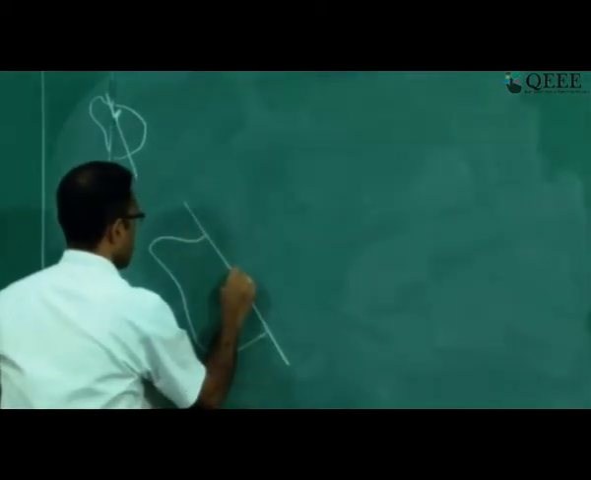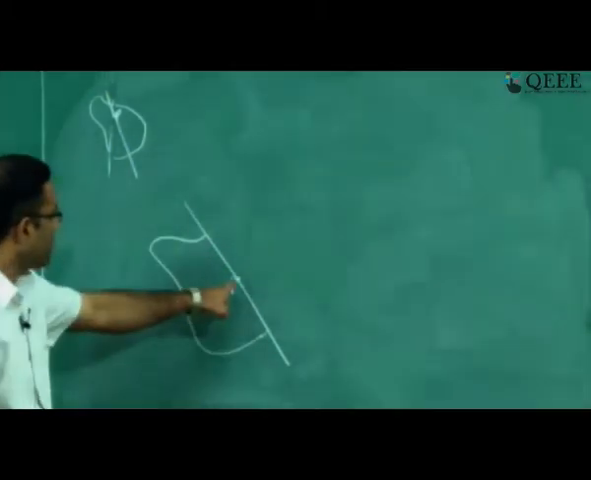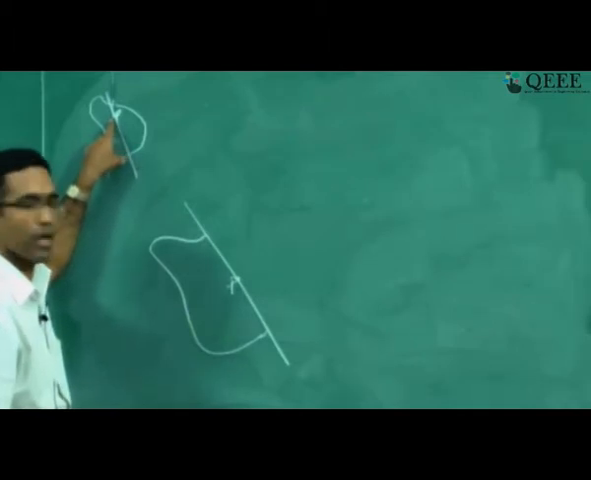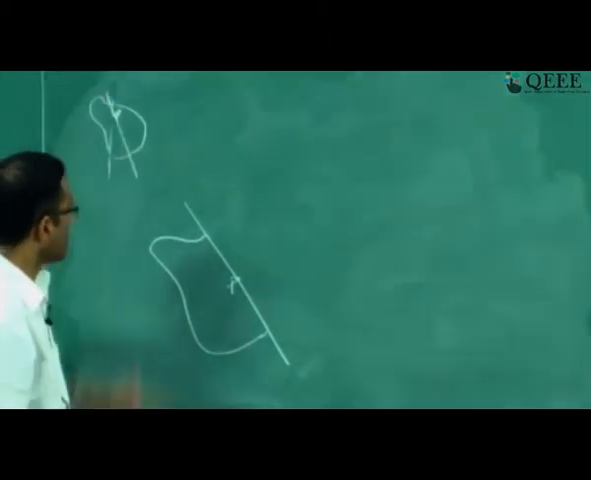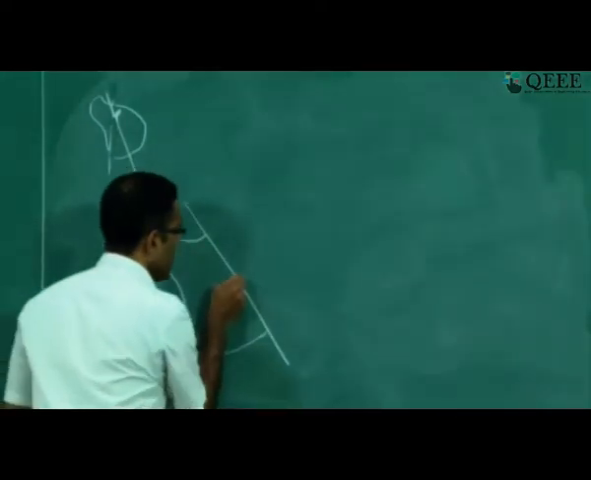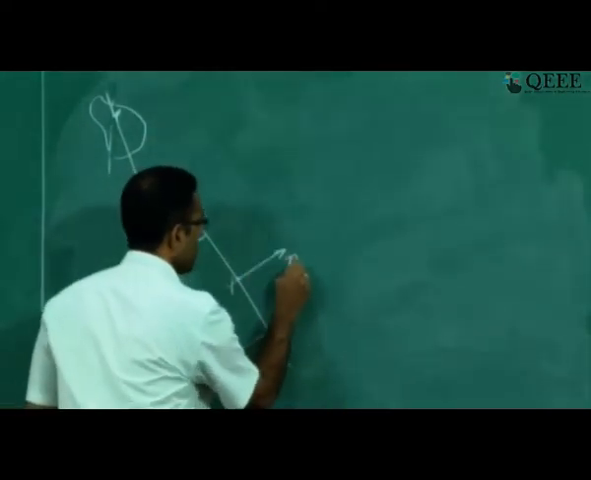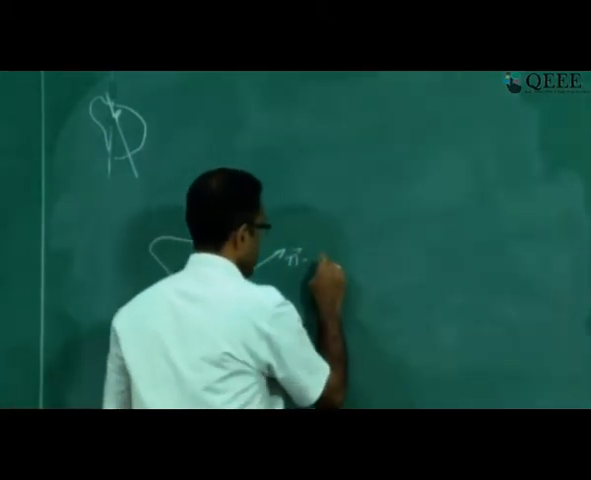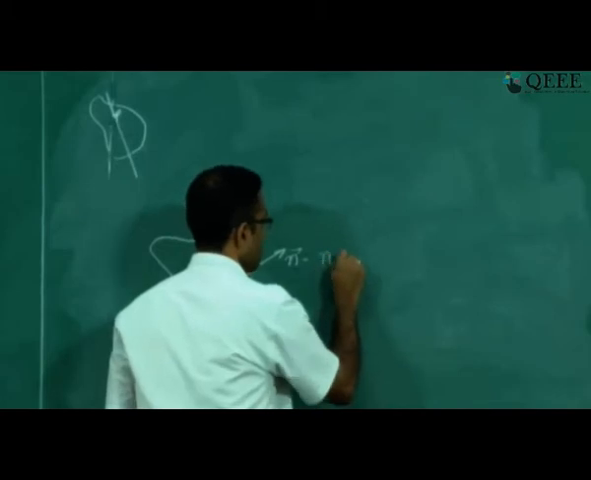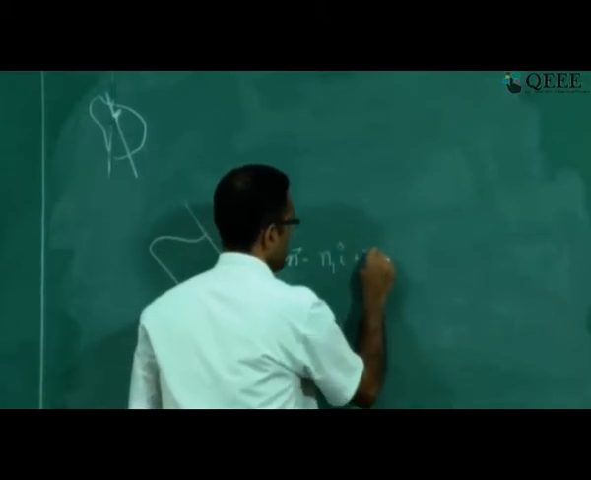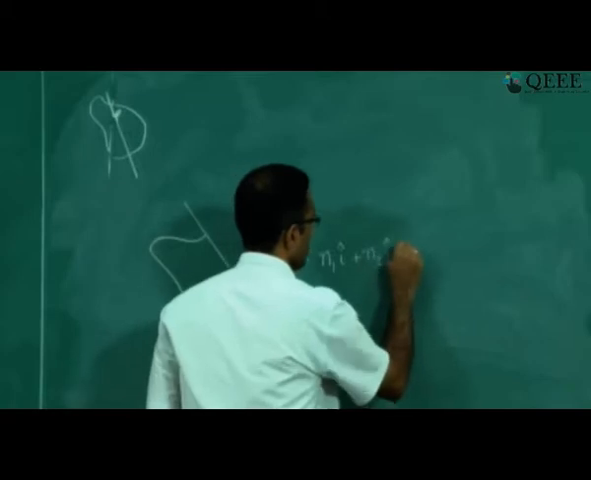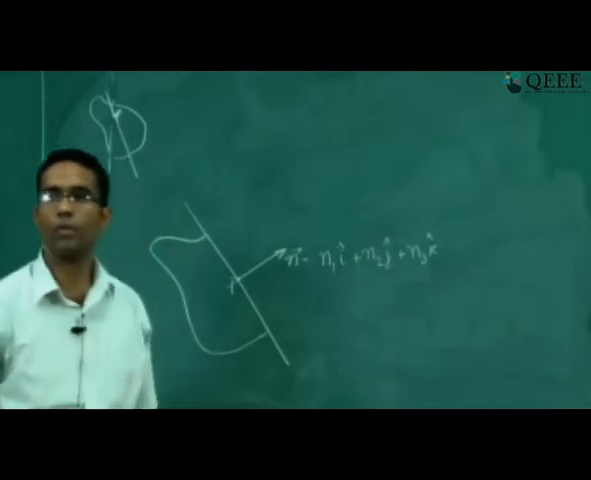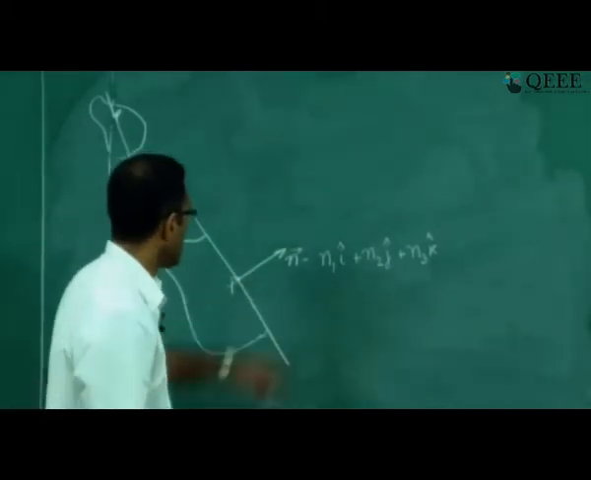Okay, the point P is here. This is a point P. At this point P, there was some stress induced because of the arbitrary loading. I am passing a plane through that. That particular plane has normal n, and the components of n are given by, say, n1 i plus n2 j plus n3 k. These are the components of this normal.